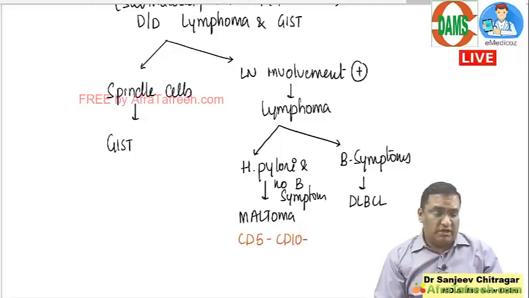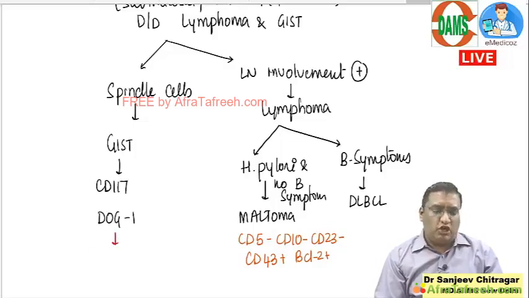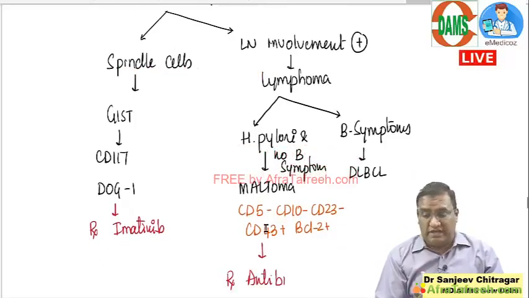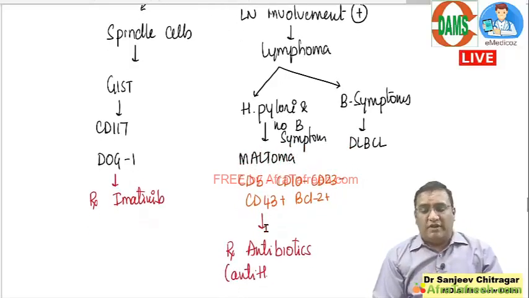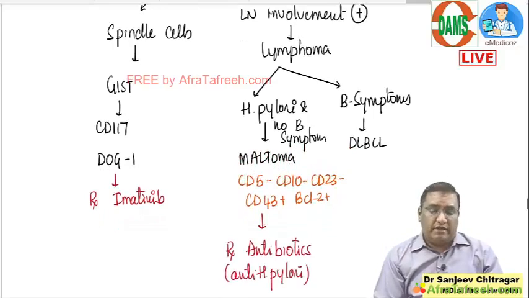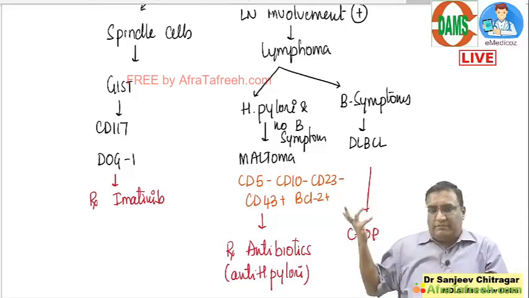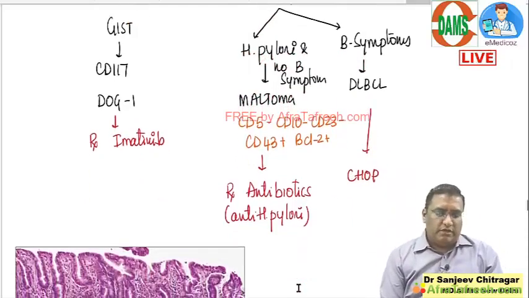Markers for maltoma: CD5, 10, 23 negative, 43 positive, BCL2 can be positive. Markers for GIST: CD117, DOG1, and treatment for GIST will be imatinib because it is a c-KIT tyrosine kinase inhibitor, which will act on the c-KIT tyrosine kinase. And treatment for maltoma will be antibiotics, basically anti-H. pylori therapy. And if B symptoms are present and it is a DLBCL, then it will be CHOP. That will be the treatment that will be given. CHOP will be the treatment.